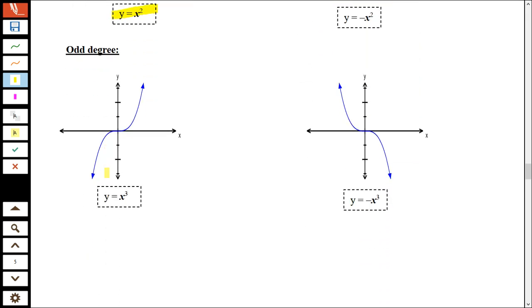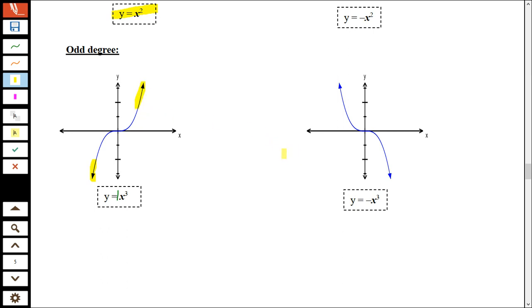For the odd degree, I think of what's the simplest odd degree polynomial with a positive leading coefficient. It's this one, y equals x cubed. It's got a leading coefficient of 1. Well, I know how to draw those, and it begins there and finishes there. So it begins in the third, finishes in the first.